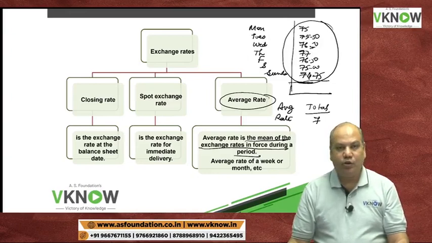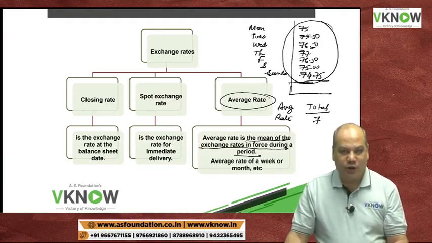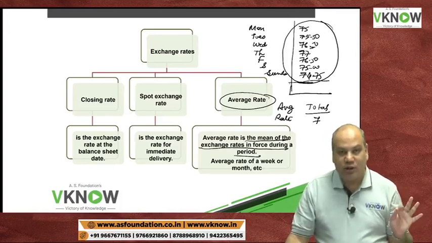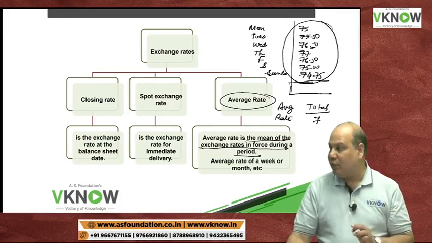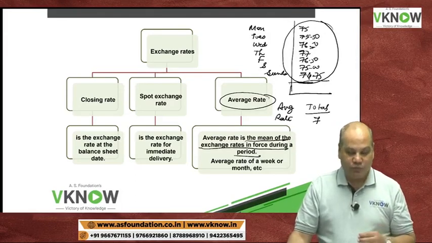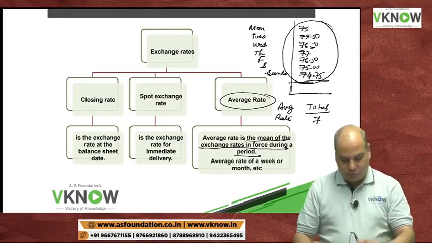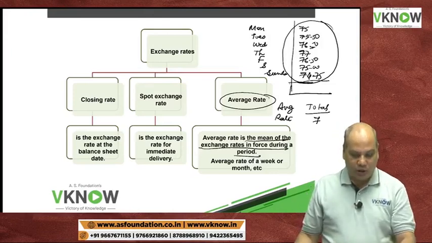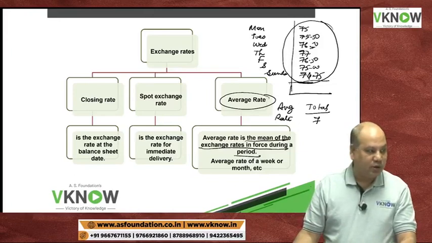Average rate in the question will be supplied to you 99.99% time. If not given, then the student will have to calculate the average rate. So it will be weekly average, or it can be monthly average, it can be average of a fortnight, or sometimes it can be just the average of opening and closing balance. But that is not a right method.